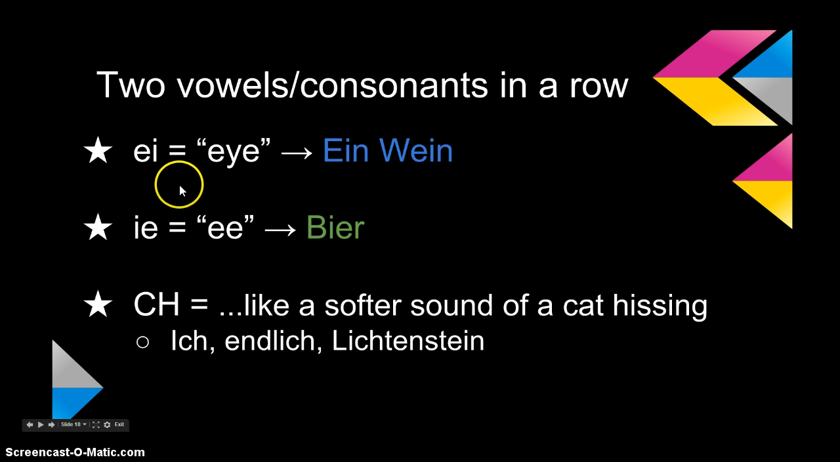Common ones are EI, which is always pronounced like I, and you guys have been doing it all along. Ein, Wein. IE is pronounced E, as in Bier. CH is like a softer sound of a cat hissing. So ich, endlich, Liechtenstein.